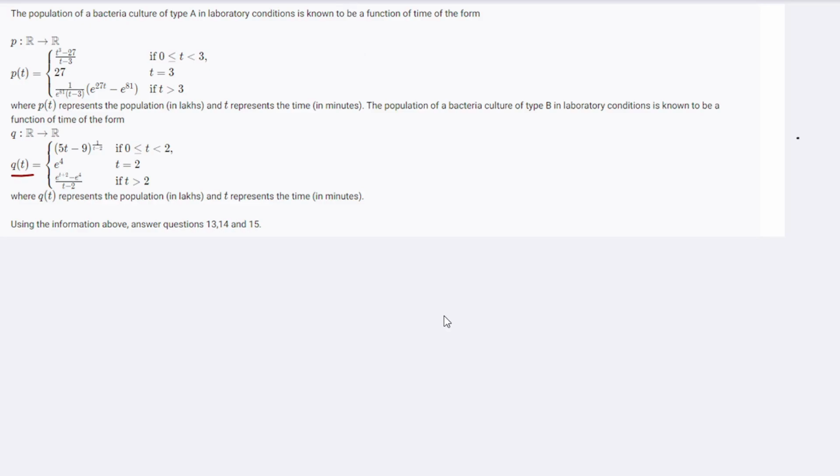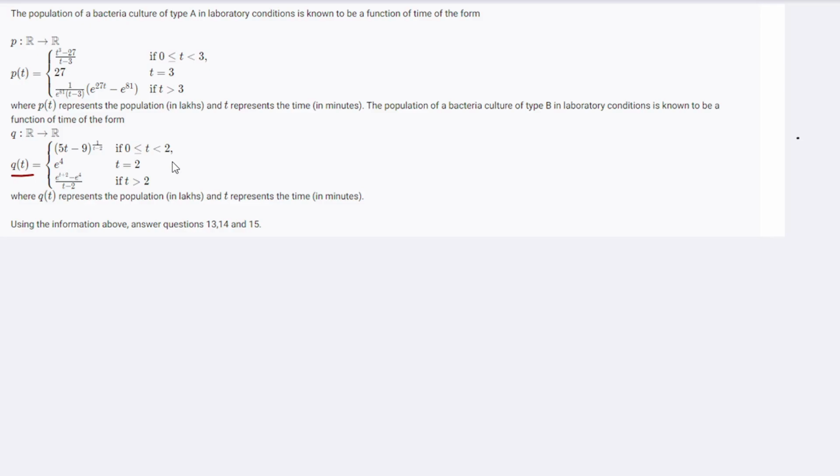that is given, which consists of two functions, p of t and q of t. So p of t is given by t cubed minus 27 divided by t minus 3, and in the form of some other function, as well as q of t. So basically in questions 13, 14 and 15 we have to check whether it is continuous or not, and in the other two questions we have to find the best linear approximation.